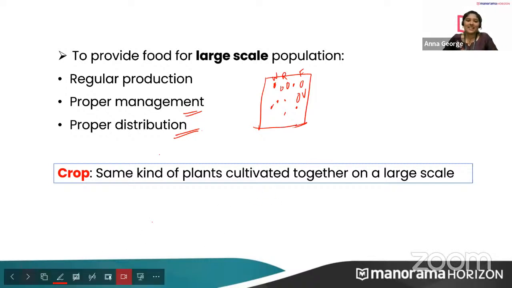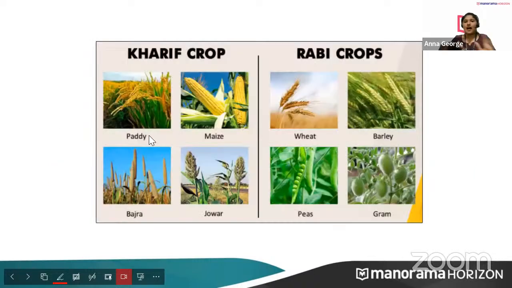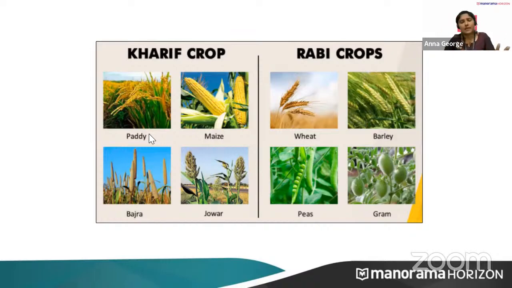So, now there are two types of crops. These two types of crops are based on the season in which they grow. You already know this chapter, so I'm just going through all the topics. Based on the season in which these plants are sown or grown, there are two types of crops: kharif crops and rabi crops.